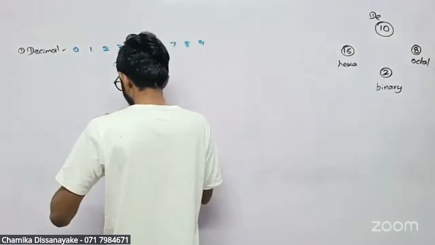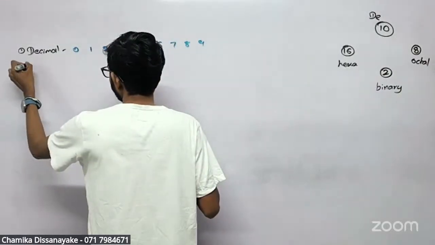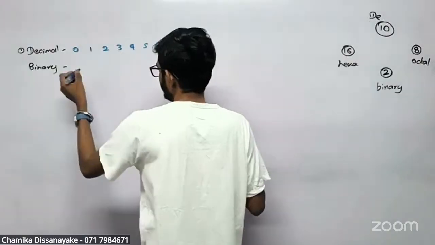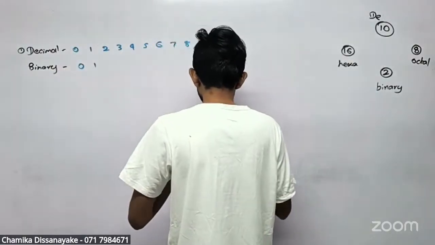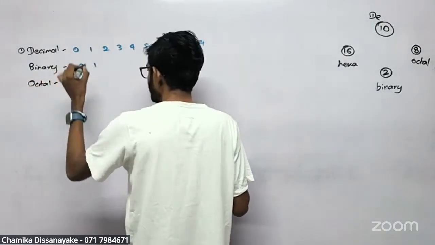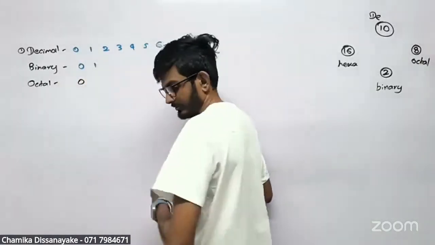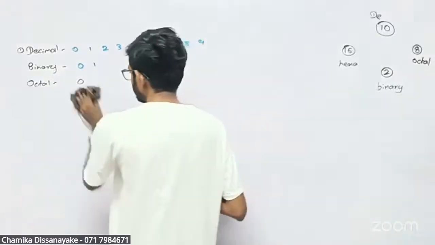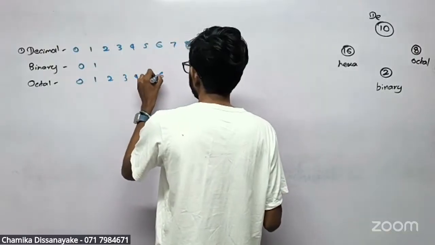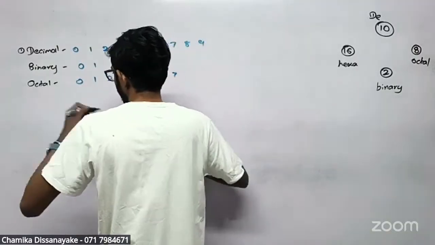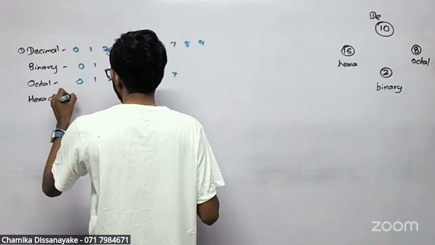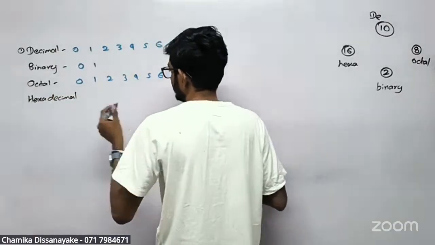In binary, we have only two different symbols, 0 and 1. In octal we have 8 different symbols: 0, 1, 2, 3, 4, 5, 6, 7. In hexadecimal, we have 16 different symbols.